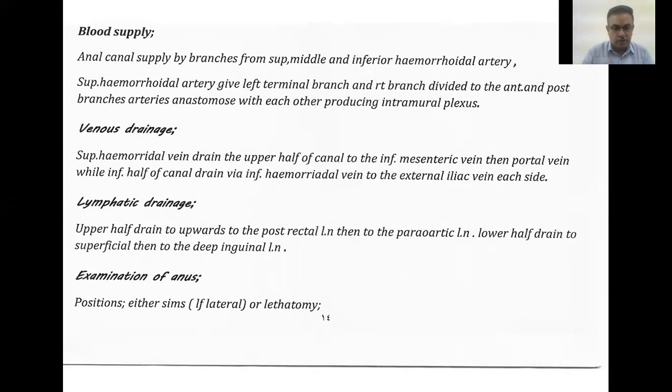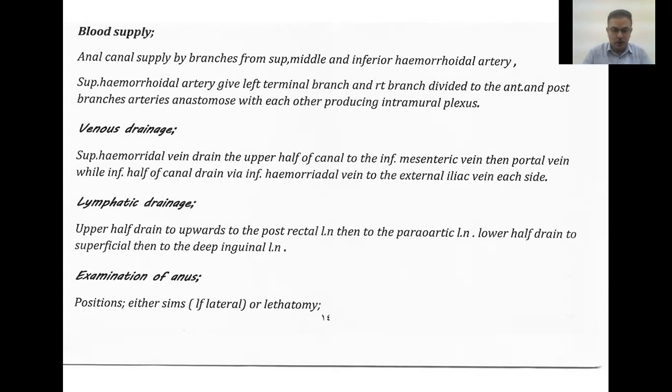Lymphatic drainage: the upper half drains upward to the posterior rectal lymphatics, then the para-aortic lymph nodes, while the lower half drains to the superficial inguinal lymph nodes, then to the deep inguinal lymph nodes. This is important, especially in the dissemination of carcinoma of the anal canal. Tumors above the dentate line drain upward to the posterior rectal lymph nodes and the para-aortic lymph nodes, while the lower half drains to the superficial, then deep inguinal lymph nodes.